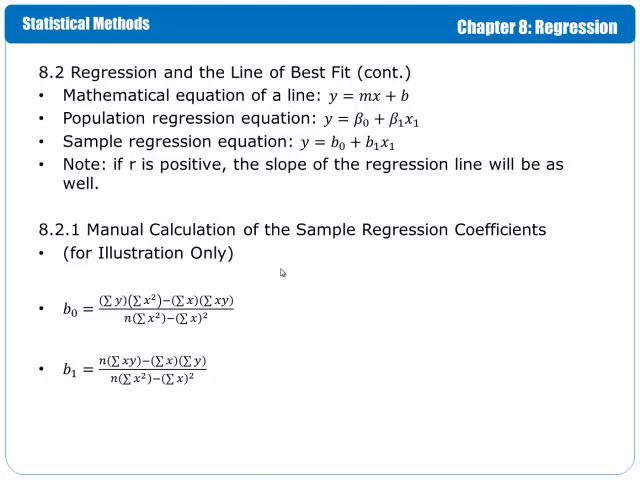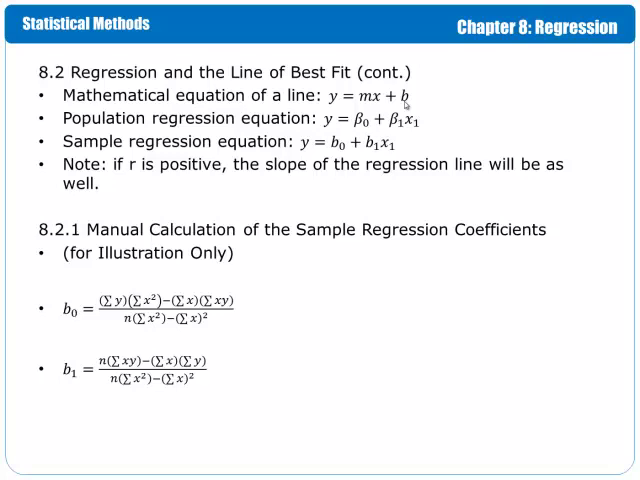In a mathematics class, you may have learned the equation of the line as being y equals mx plus b. The y represents your dependent variable. The x represents your independent variable. M represents the slope of that line, and b represents the y-intercept, which is the location of y where x is equal to 0.